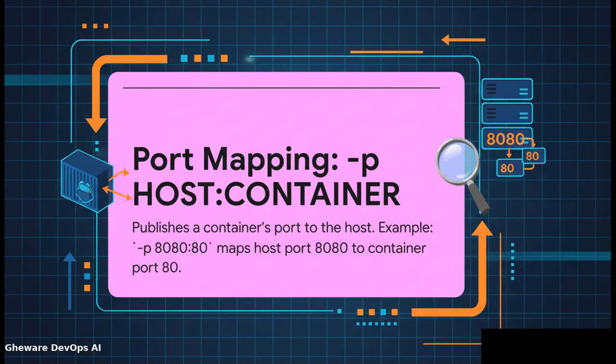The -p flag builds a bridge, a tunnel from a port on your computer, our host machine, to a port inside the container. So in this example, any traffic that hits port 8080 on your computer gets forwarded directly to port 80 inside that nginx container. So what does that mean? You can now open a browser to localhost:8080 and boom, the nginx welcome page is right there. Just like that, you have a web server running.